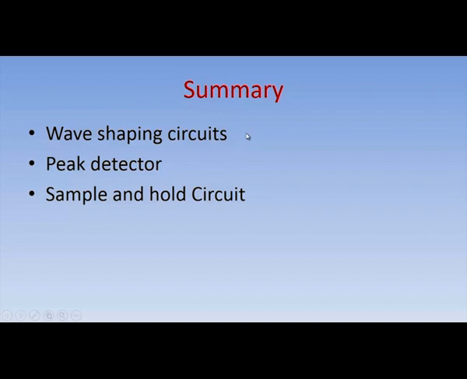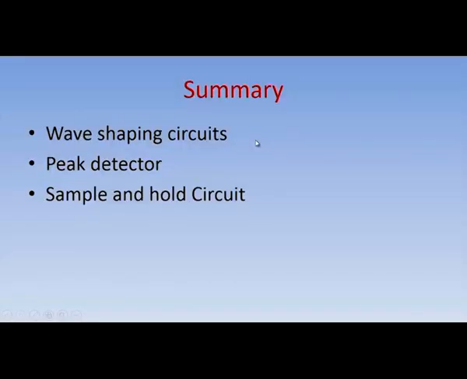In clipper there are two types. It is a positive clipper and a negative clipper according to the V reference value set, and the circuit diagrams, the position of the diode connected at the output of the operational amplifier. The clipper can be divided into two, the positive and the negative clipper. And peak detector we have seen.